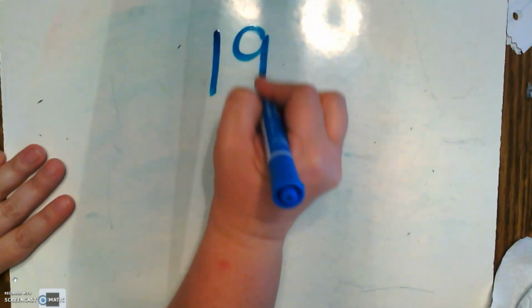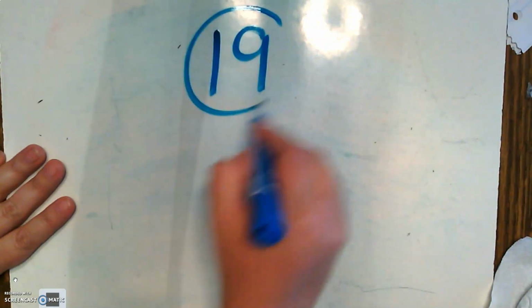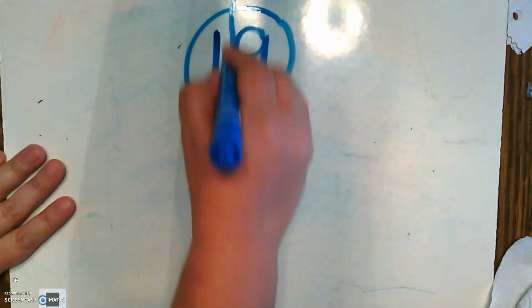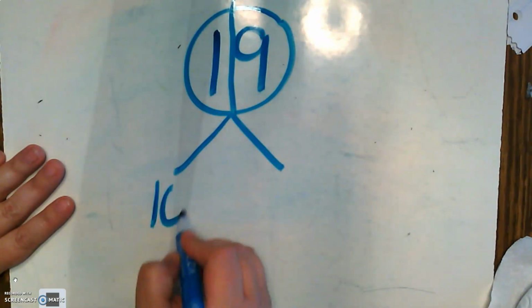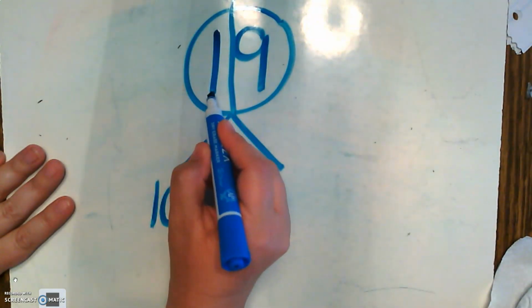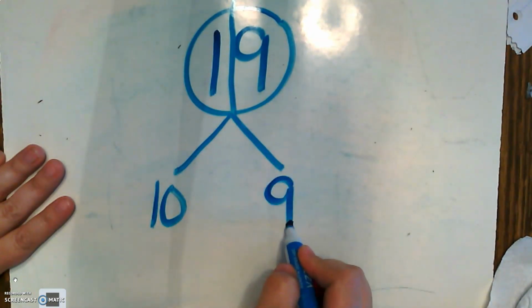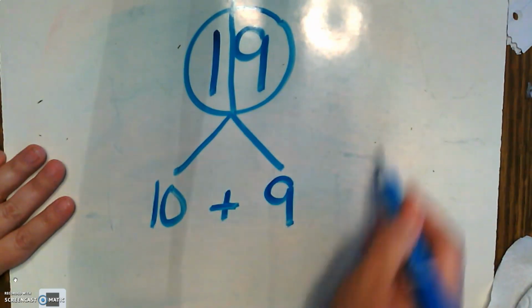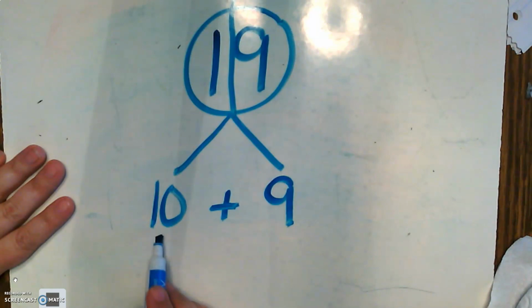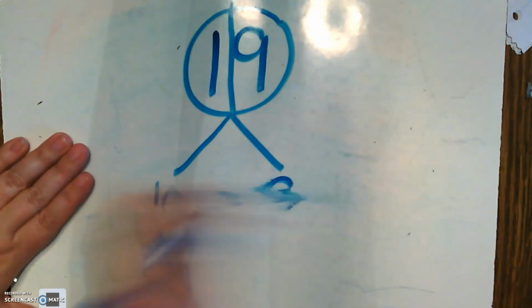Okay, let's look at another one. Okay, that is the number 19. Good job. Okay, if I break 19 apart, I have one group of 10, which is what this number tells me right here, and I have 9 extra ones. So I have 10 plus 9, and that equals 19, or we say 10, 9. Awesome. So that is decomposing, or breaking the number apart.